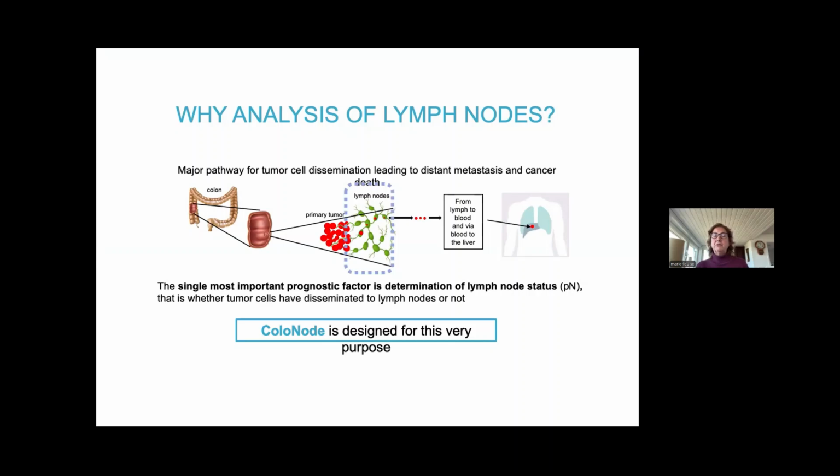The single most important prognostic factor is determination of lymph node status, that is, whether tumor cells have disseminated to lymph nodes or not. And ColoNode is designed for this very purpose.